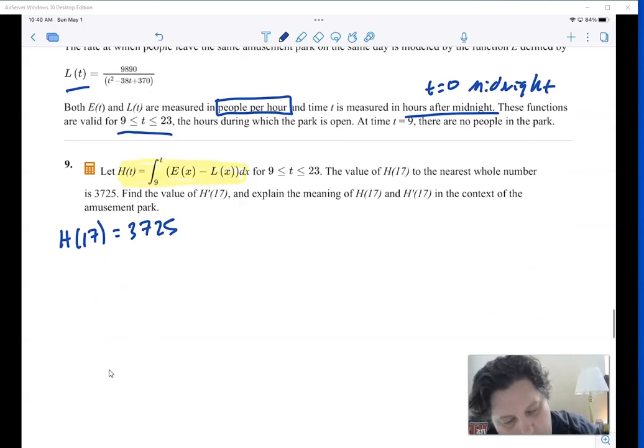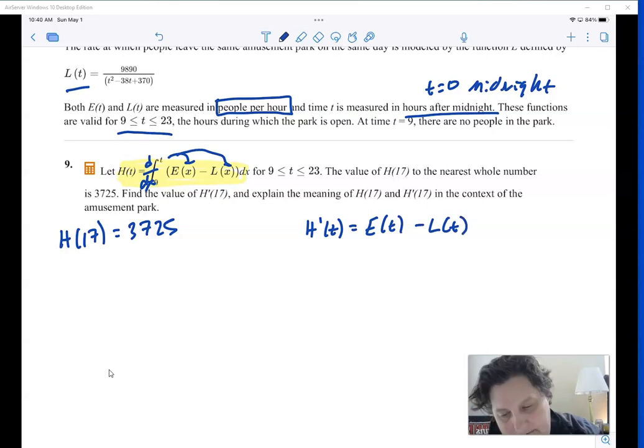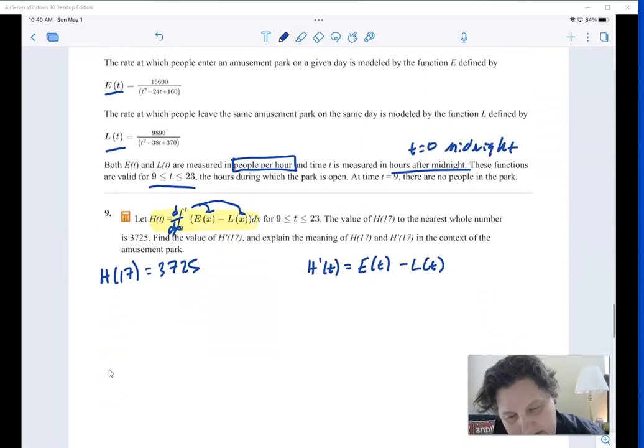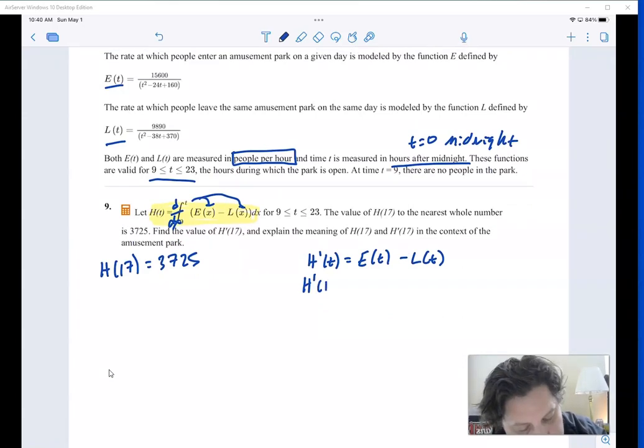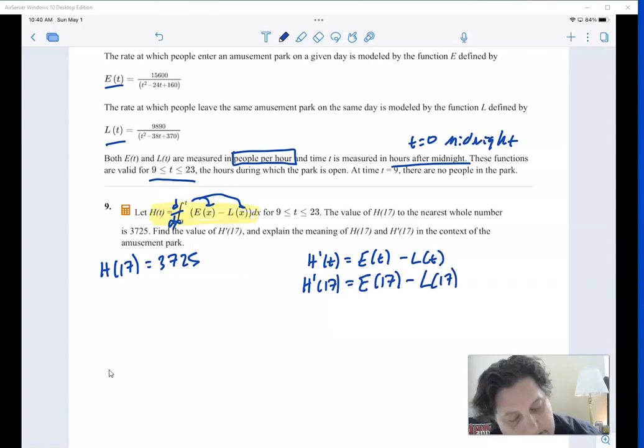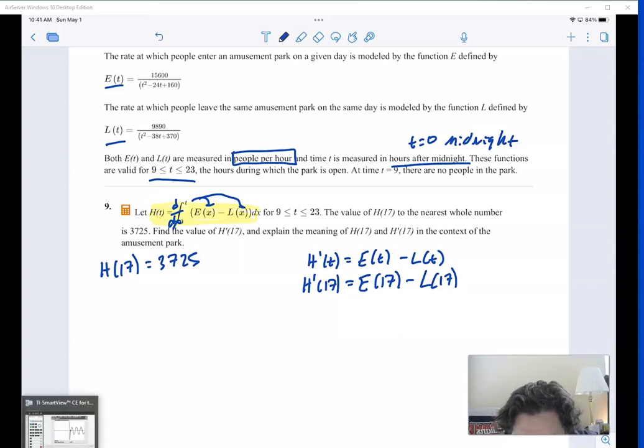All right. So H prime of t is going to be the derivative of this. And we know that the derivative of the integral is going to be E of t minus L of t. Okay? This is definitely a calculator question. So H prime of 17 is going to be E of 17 minus L of 17. So that's just at time 17, how many people are entering, how many people are leaving. All right, I'm going to bring up my calculator here.